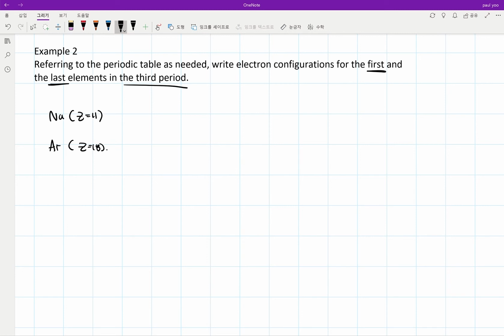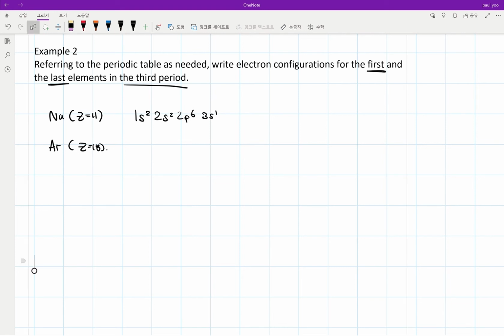So starting from 1s2, 2s2, this is equal to 4 so far, and 2p6, so this is 10, and 3s1, total 11. This is the electron configuration for Na.